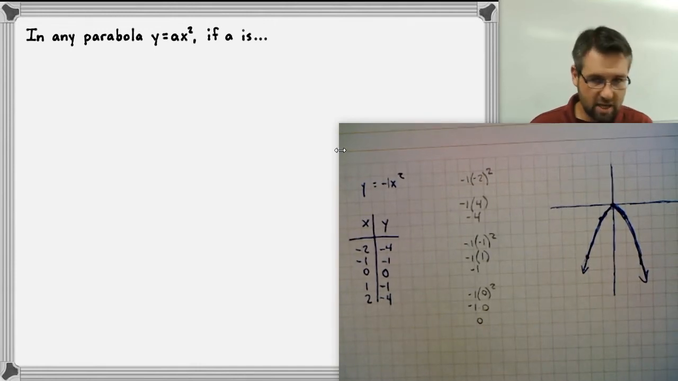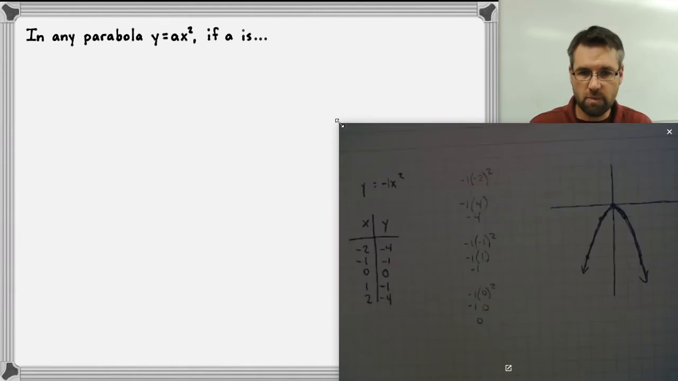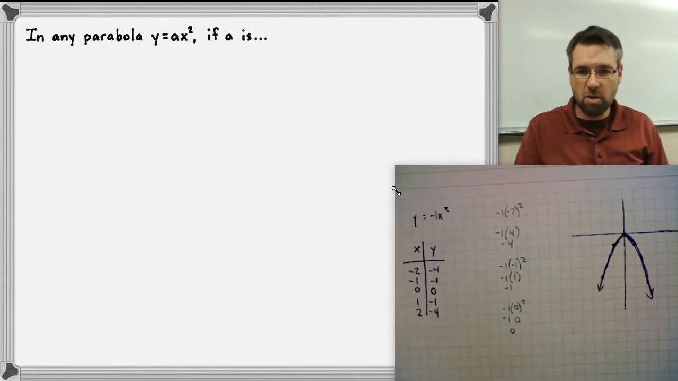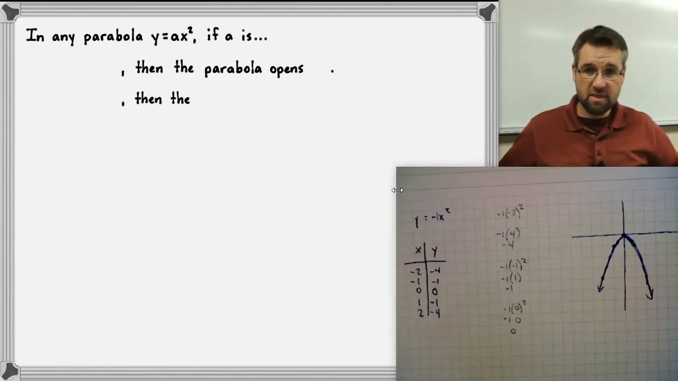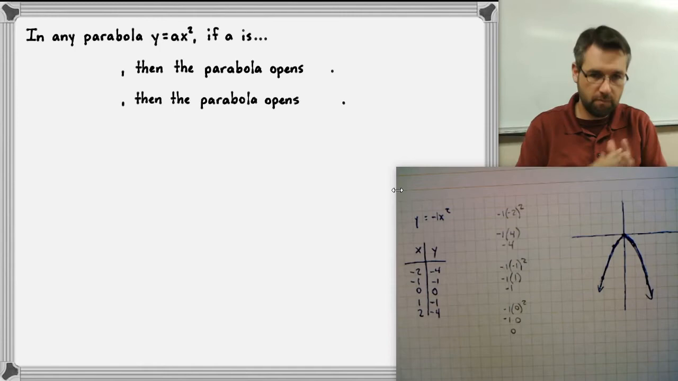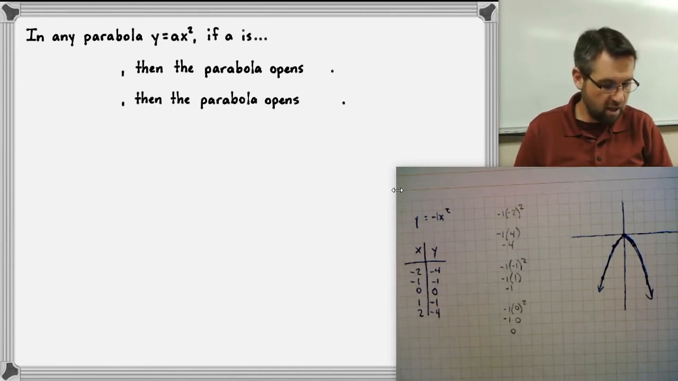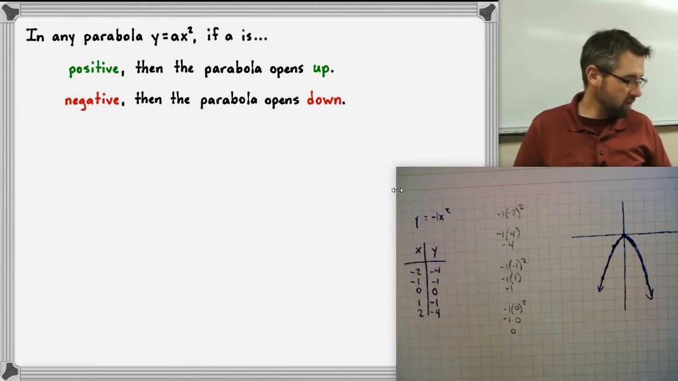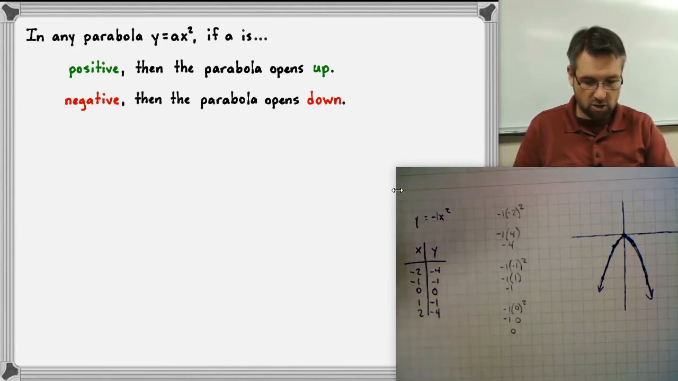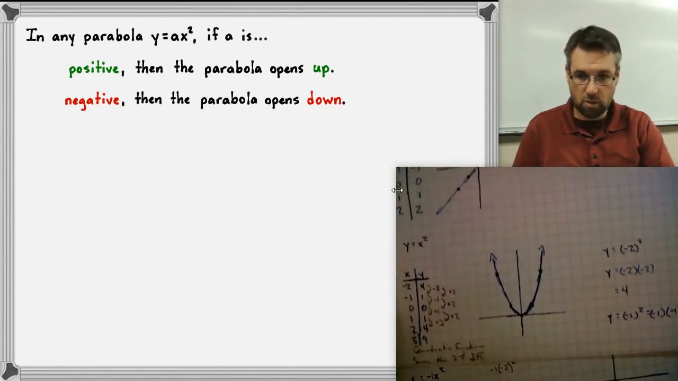So let's go ahead and write this down. This is very good, important notes for you. If in any parabola, y equals ax squared, if a is blank, then the parabola opens blank. Well, if in any parabola of y equals ax squared, if a is positive, then the parabola will open up. If a is negative, then the parabola will open down. We can see an example of that in what we just did as far as the work.